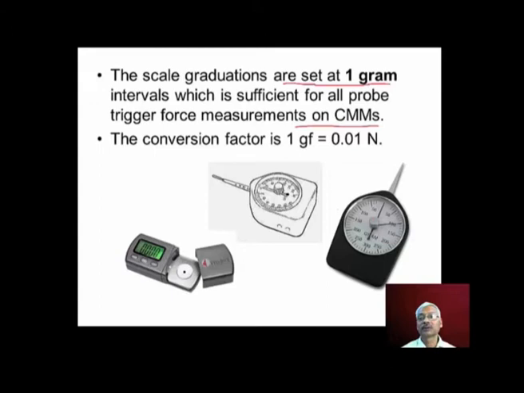These are analog gram gauges. The least count of this gram gauge is 1 gram, and in this case it is 10 grams, and digital gram gauges are also available. Using these gram gauges we can set the trigger force. The conversion factor is 1 gram force is equal to 0.01 newtons.